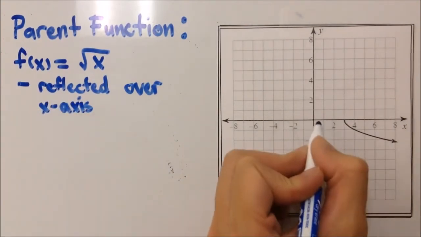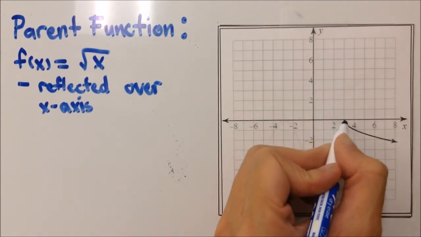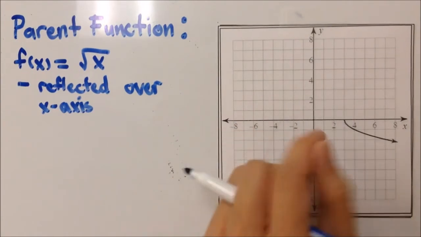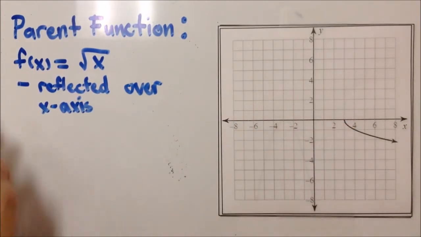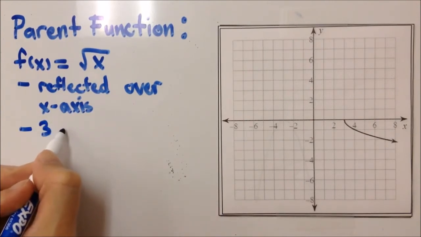Now the parent function started at the origin, but over here it did not. It moved 3 units to the right. So 1, 2, 3. So 3 units to the right.